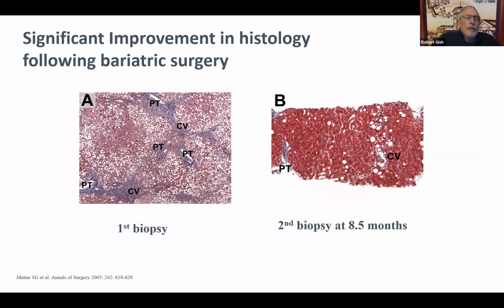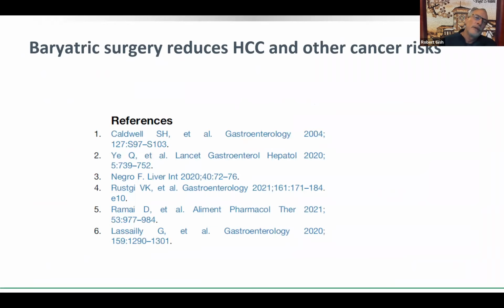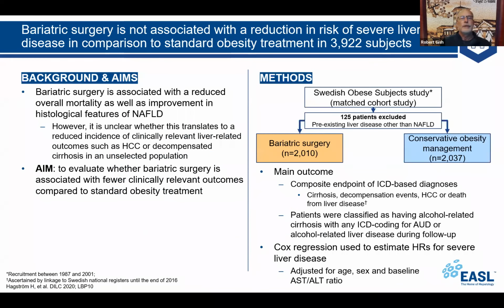This is what happened after bariatric surgery. First on the left, before surgery; 8.5 months after surgery, the patient agreed to another liver biopsy. You can see almost all the fat and fibrosis is gone. This tells you how reversible this disease is. Bariatric surgery reduces the risk of liver cancer and other somatic cancers by getting rid of the fatty liver. And of course, on top of that, behavioral modification of the patient.